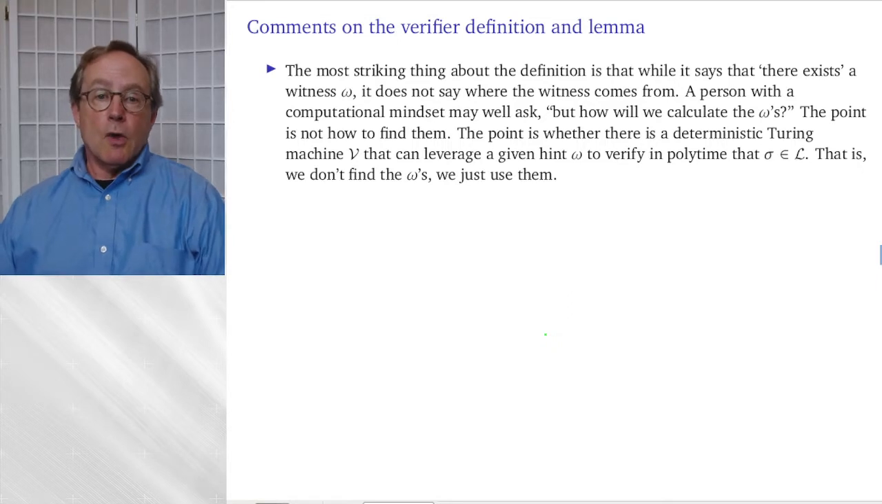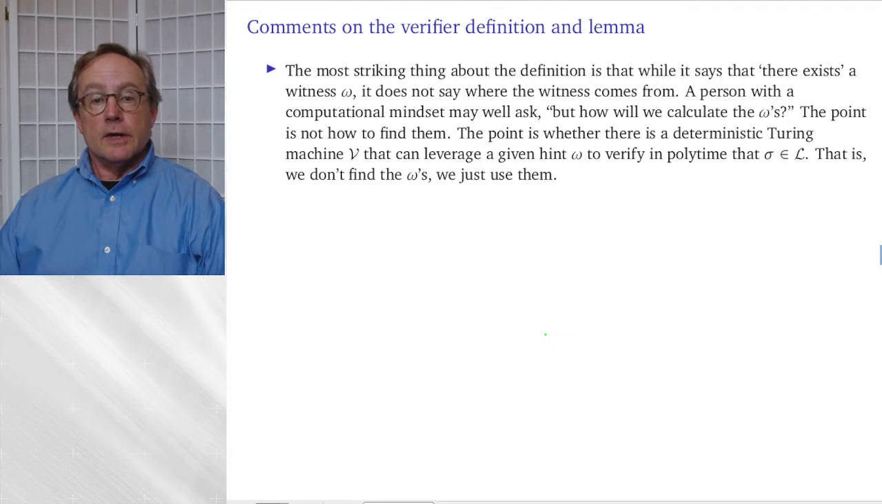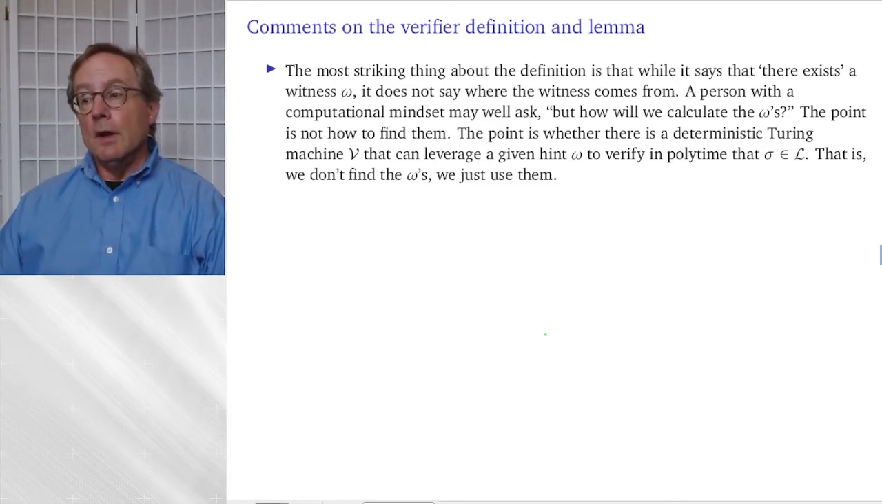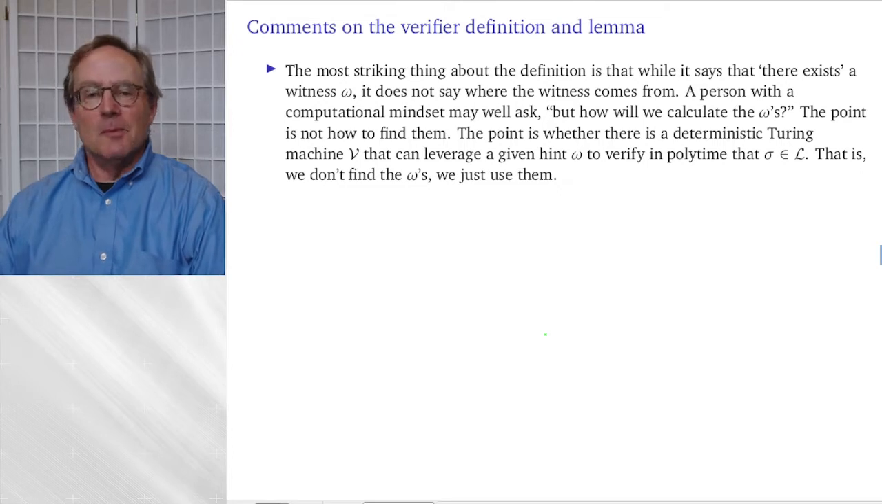I want to talk about the verifier definition a bit and the lemma that makes the definition work. The first thing when you think about the definition is that it says there exists a witness omega. It doesn't say where the witness comes from. So a person who's got a computational mindset, say a person in this class, will say, but wait, how do I compute omega? How do I calculate omega? That's the whole nut. If I could calculate that, I wouldn't be doing all this. Yes, that's a very sensible thing to say.